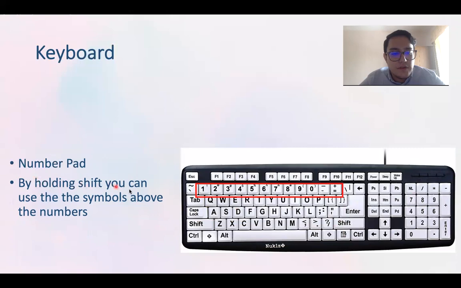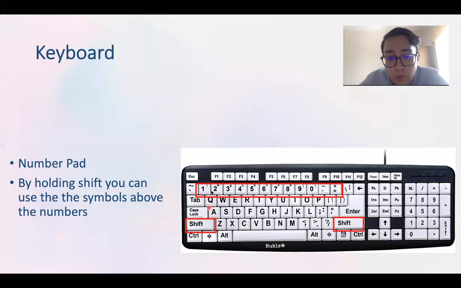By holding shift, you can also use the symbols above the numbers. So as I told you, you have the numbers up here, which you can use if you want. Also, if you hold the shift button, you have two shift buttons on your keyboard, right? Do you remember? You have two shift buttons, one on the right and one on the left. So if you hold the shift, and you press any of these numbers, you will get the symbol on the top, not the number.